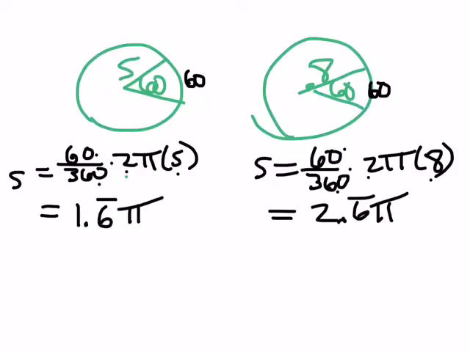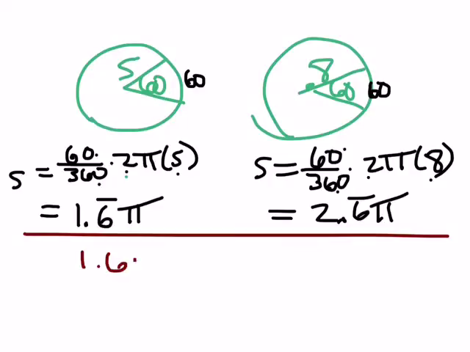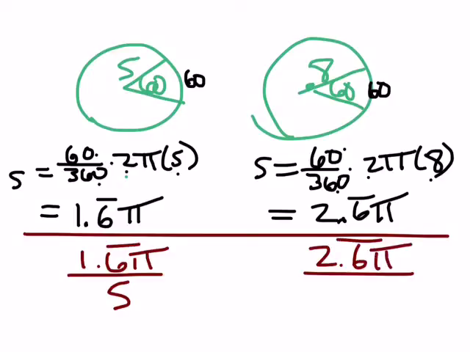So let's do an interesting thing here. Let's compare the ratio of the arc length over the radius. If I do this one, it's arc length over the radius of 5, and if I go over here, 2.6 repeating pi over 8. So go ahead and put that in your calculator.